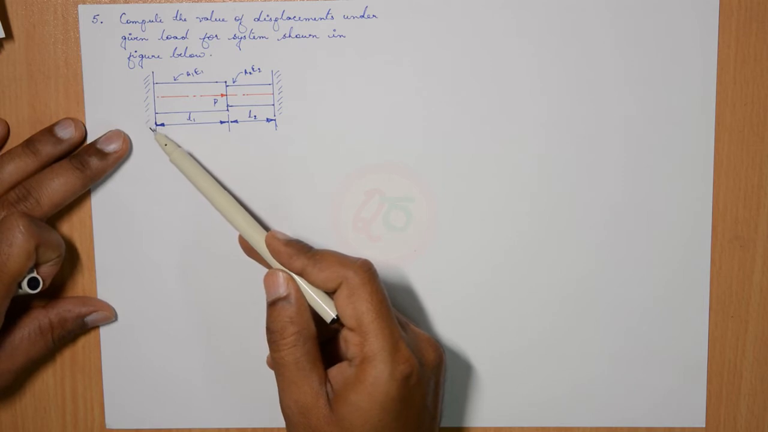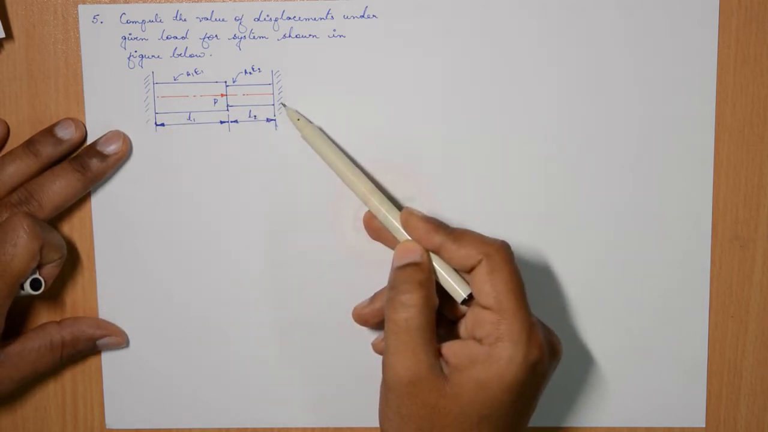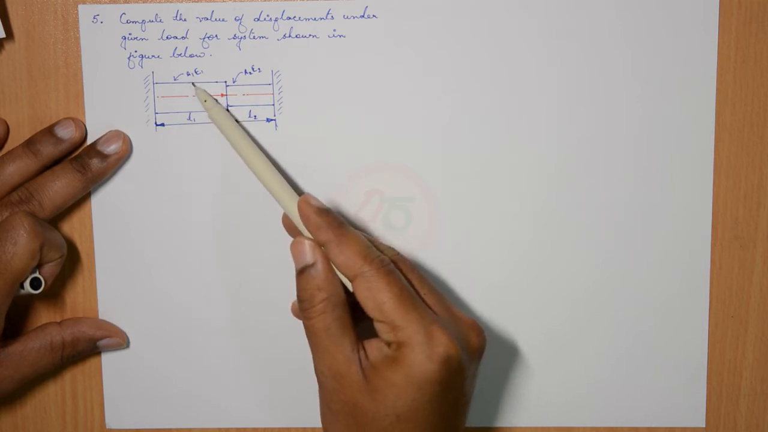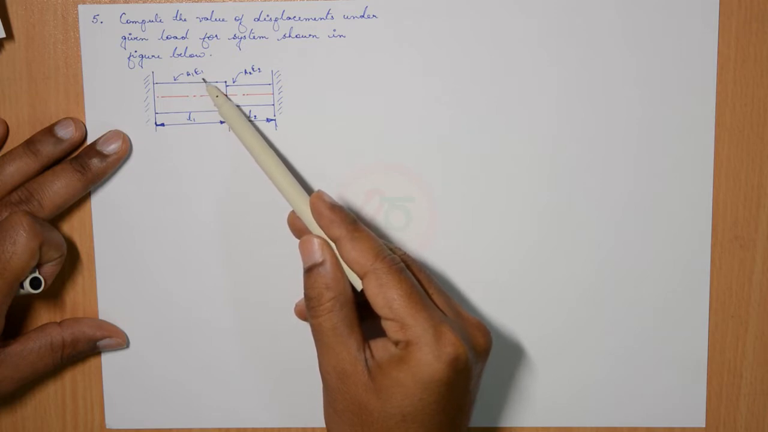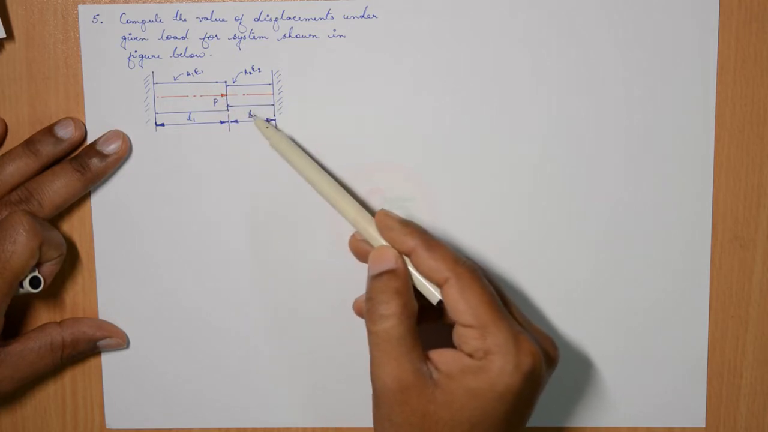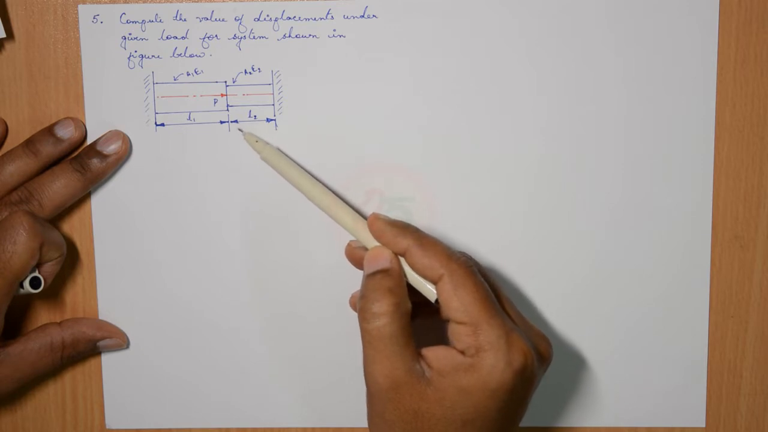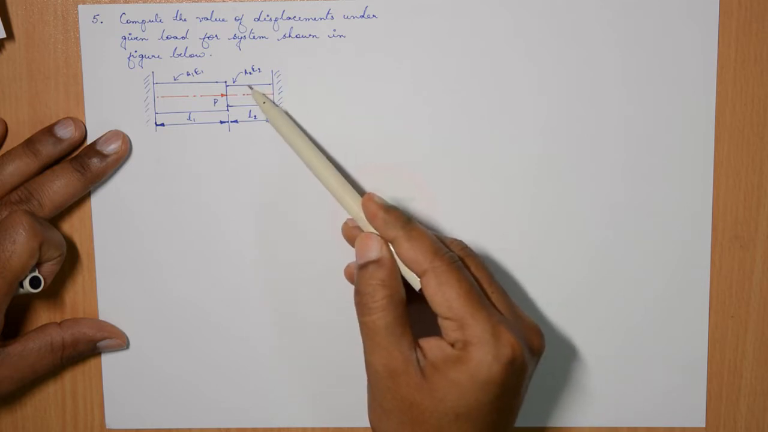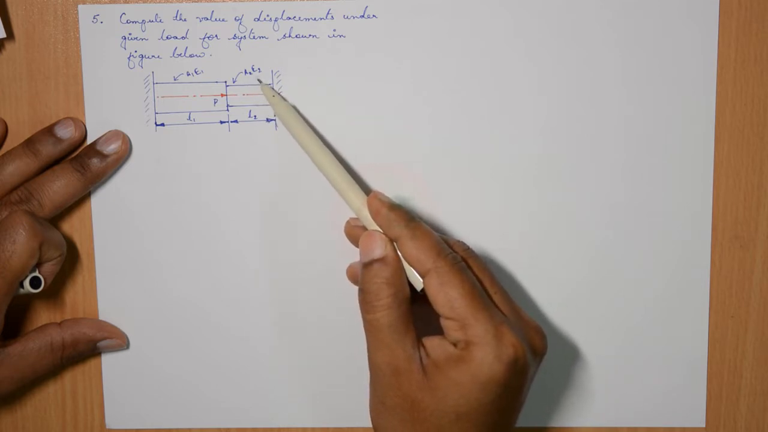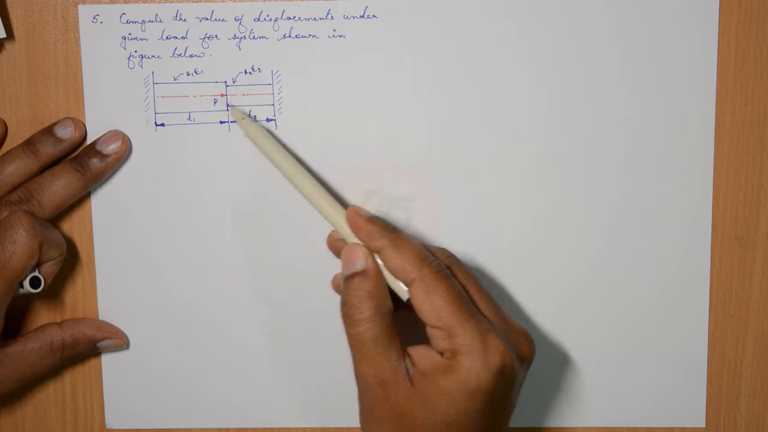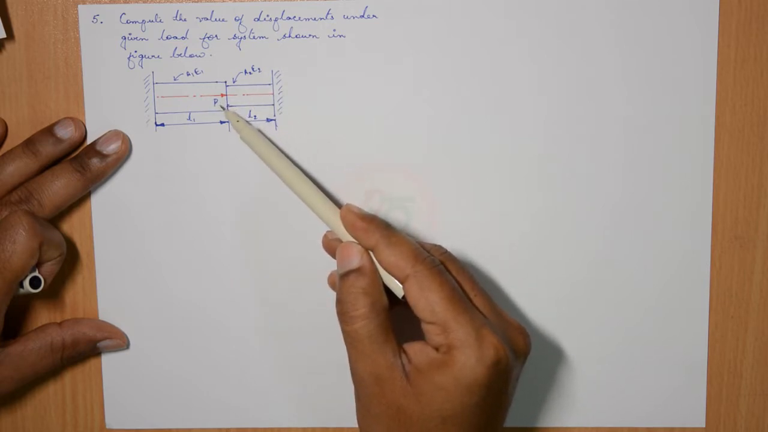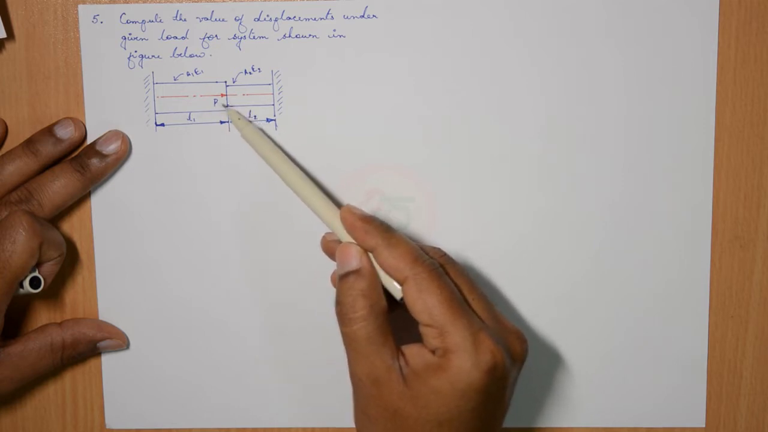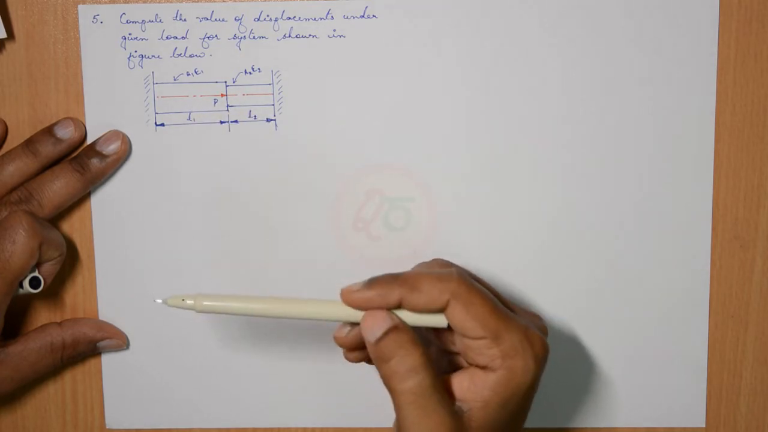If you observe the figure, on the left it is fixed, on the right it is fixed. For a length L1, there is a cross-sectional area A1 and elastic modulus being E1, and then there is a reduction in cross-sectional area for a length L2 until it meets the next fixed end, and its area is A2 and the elastic modulus is E2. The load P is acting exactly at the location where the cross-sectional area changes, and it is an axial load.